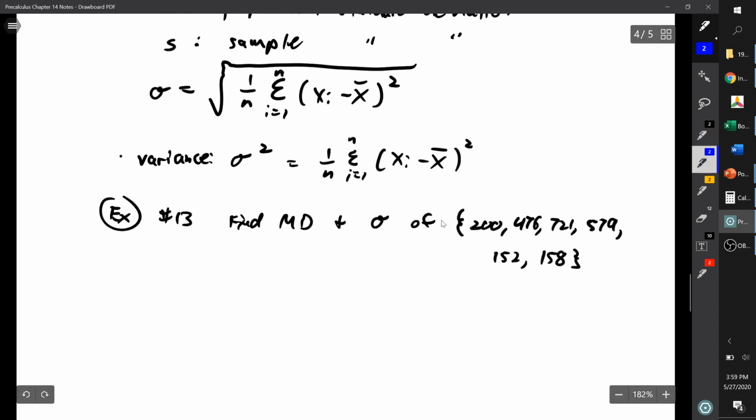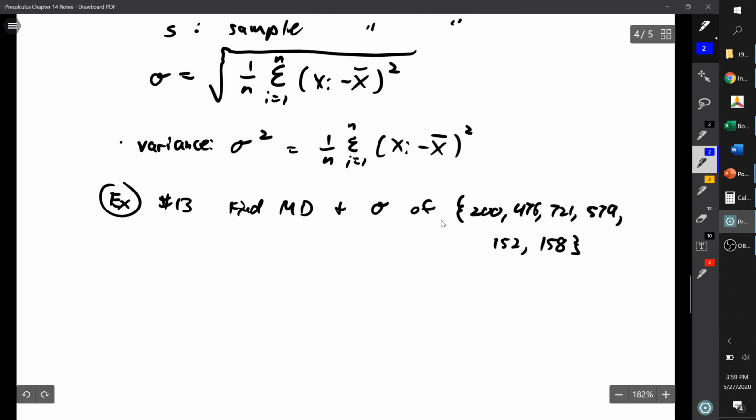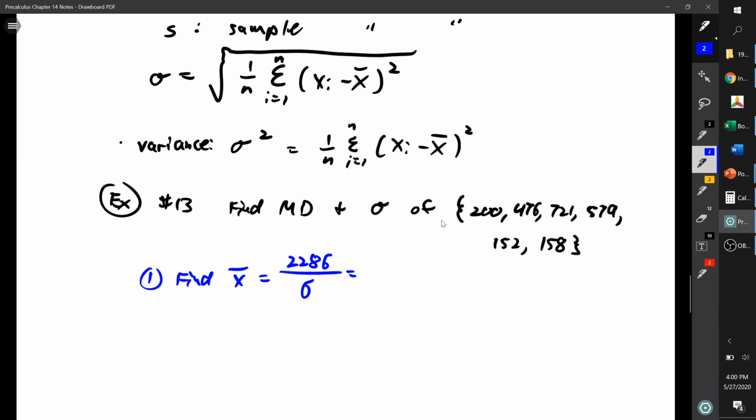Okay, so first we have to find the average. So first find x bar, because we need that for these calculations. We're just going to add up all these and divide by 6. So I add them: 200 plus 476 plus 721 plus 579 plus 152 plus 158 is 2286. Divided by 6, we get 381.